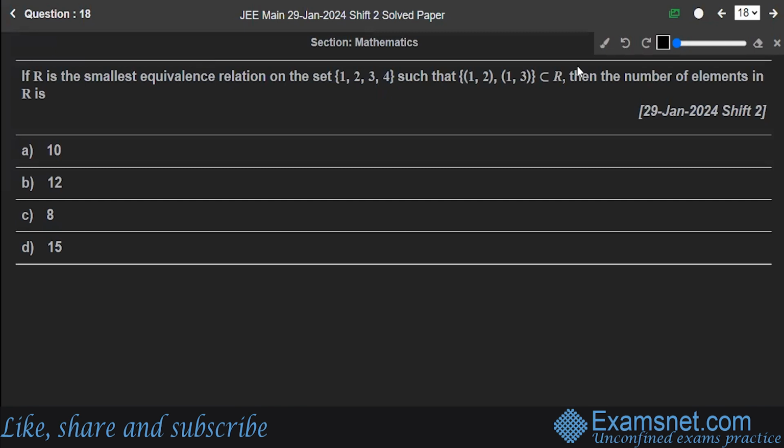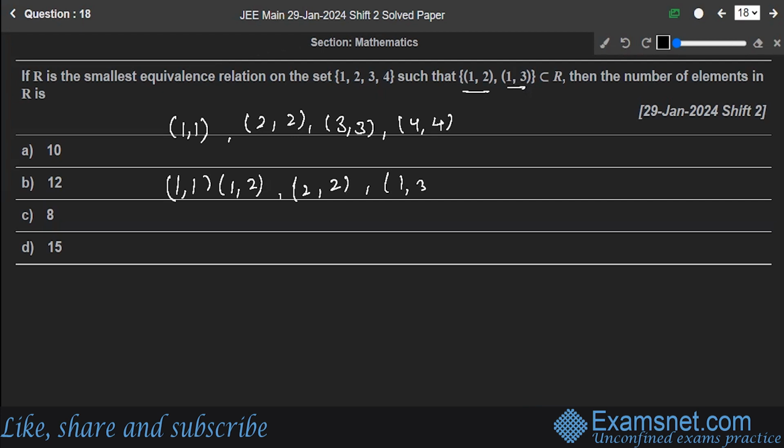Question number 18. If R is the smallest equivalence relation on this set such that (1, 2), (1, 3) belong to the relation R, then the number of elements in R is, you are having R is the smallest equivalence relation, then R must have (1, 1), (2, 2), (3, 3), and (4, 4) for reflexive. Now, R is (1, 1), (1, 2), it is given, (2, 2), and (1, 3) is also there.